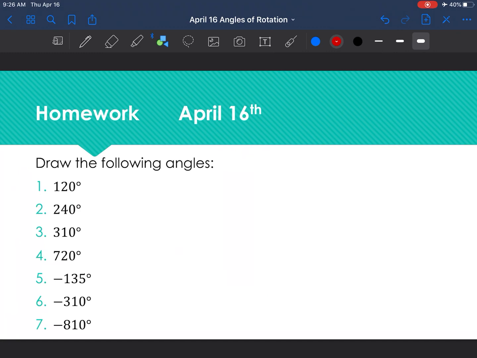So here's your homework for today. All you have to do is draw these 7 graphs. So draw each of these angles individually on the graph like I did. Same as always, homework's going to be due by tomorrow morning at 8:30 because that's when I'm going to be on there working on the next notes.